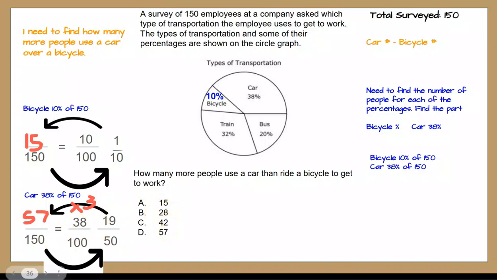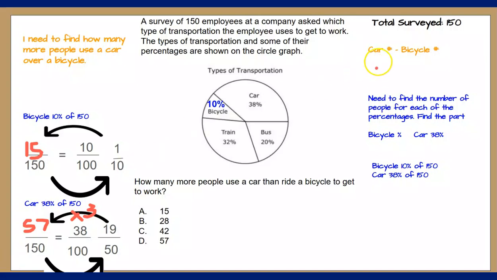So let's find out. Remember, we talked about the number of people driving cars minus the bicycles. So we're going to take 57 people minus the 15 bicycle riders, and we arrive at the answer of 42. The difference between the people using a car versus that of a bicycle is 42. So our correct answer choice is C, 42.